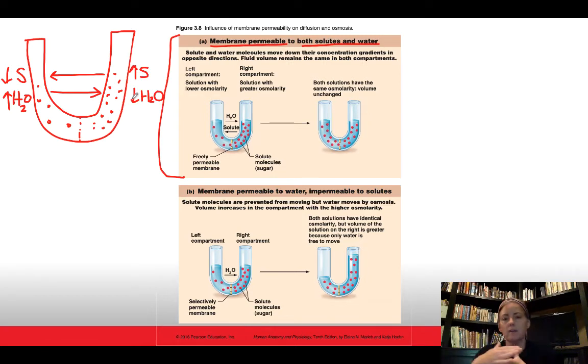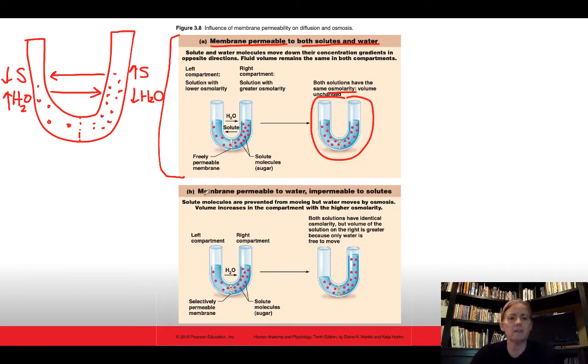So we basically have this opposition or opposite flow, and because that membrane is permeable to both, if given enough time, both the water and the solutes are going to reach equilibrium where they're basically going to even out, and we're going to have the same amount of solutes and water on both sides of that membrane. So both sides are going to have the same osmolarity because the amount of solute concentration is going to reach equilibrium, and the amount of water is going to reach equilibrium as well.